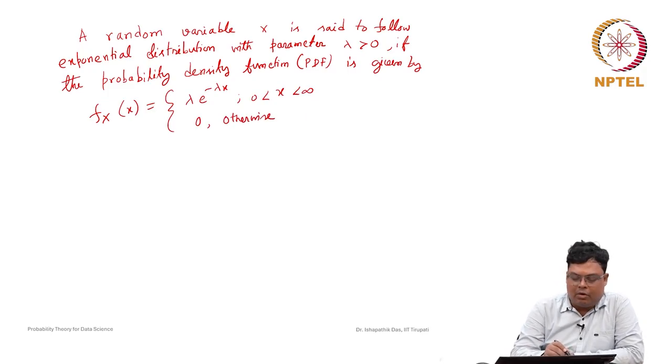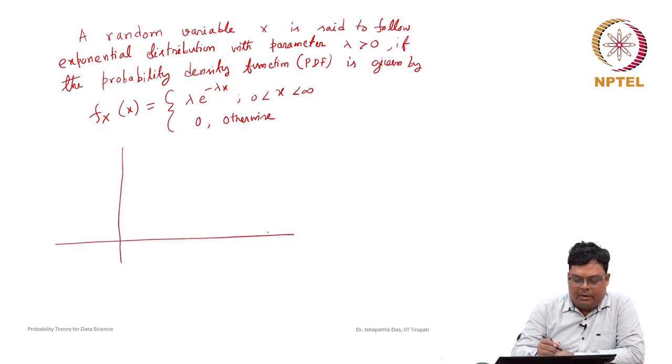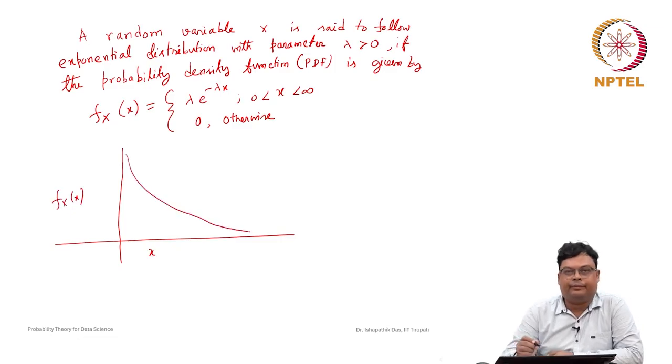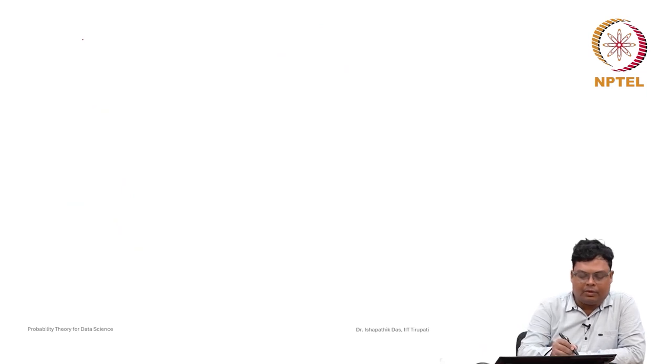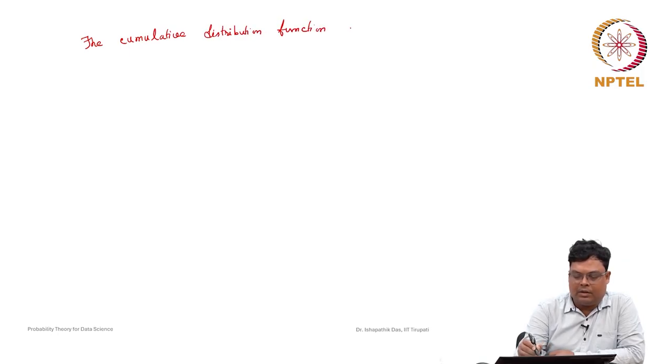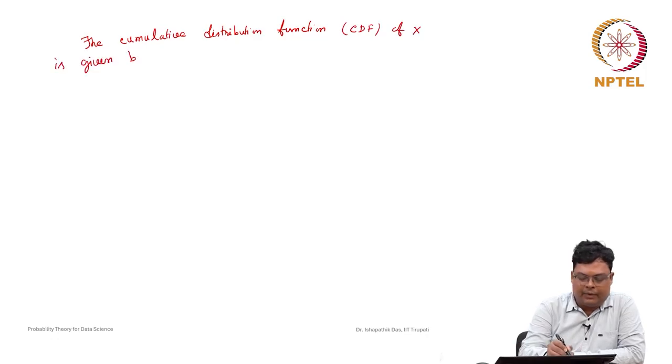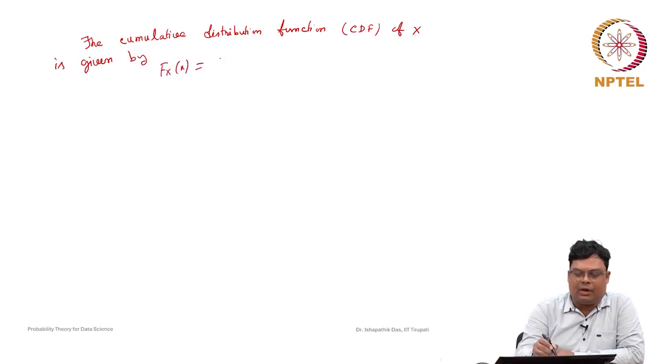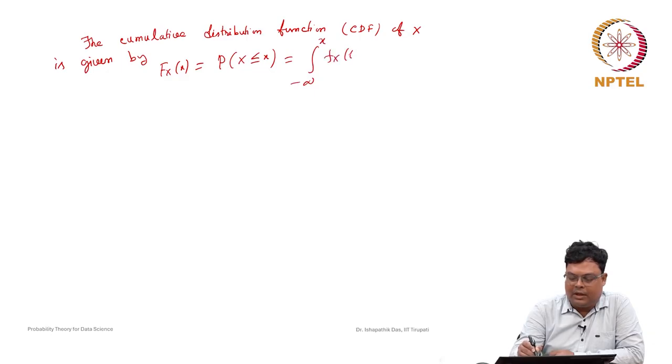Usually, if you draw this probability density curve for different values of lambda, with x on the horizontal axis and f x on the vertical axis, it looks decreasing. Now how can we find the cumulative distribution function? The cumulative distribution function, abbreviated CDF, F of x, is equal to the probability that X is less than or equal to x. It is defined as the integral from minus infinity to x of f x t dt.